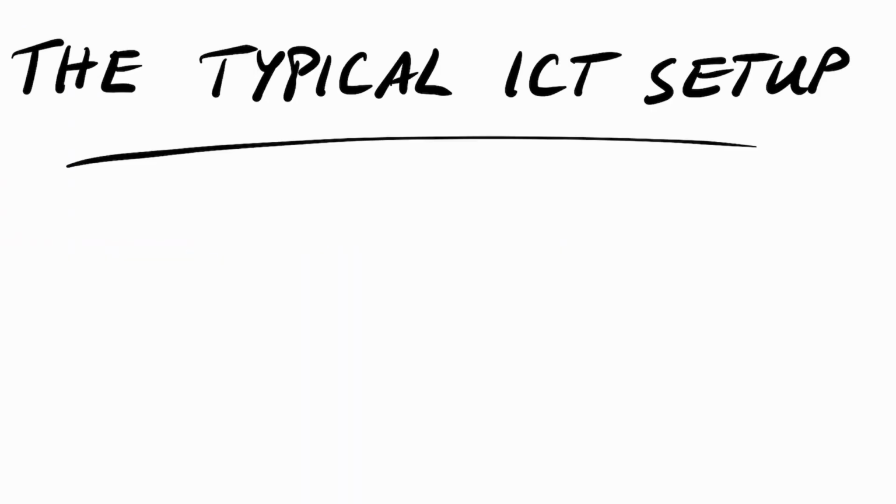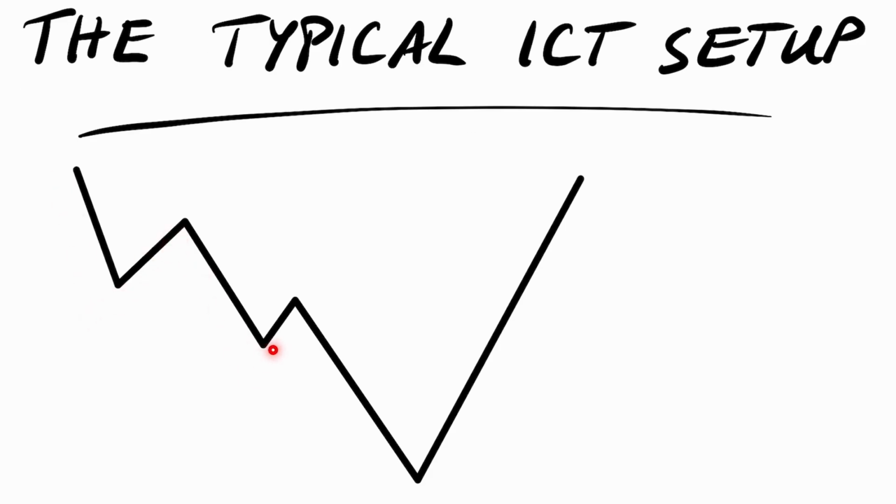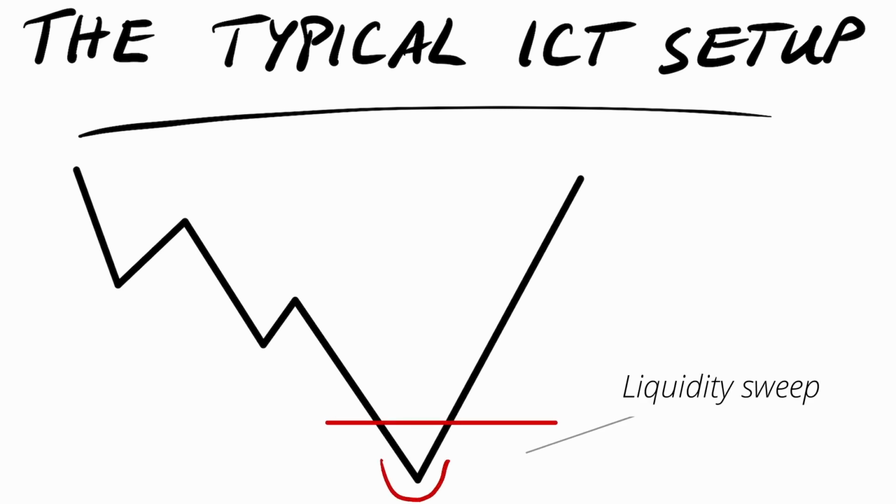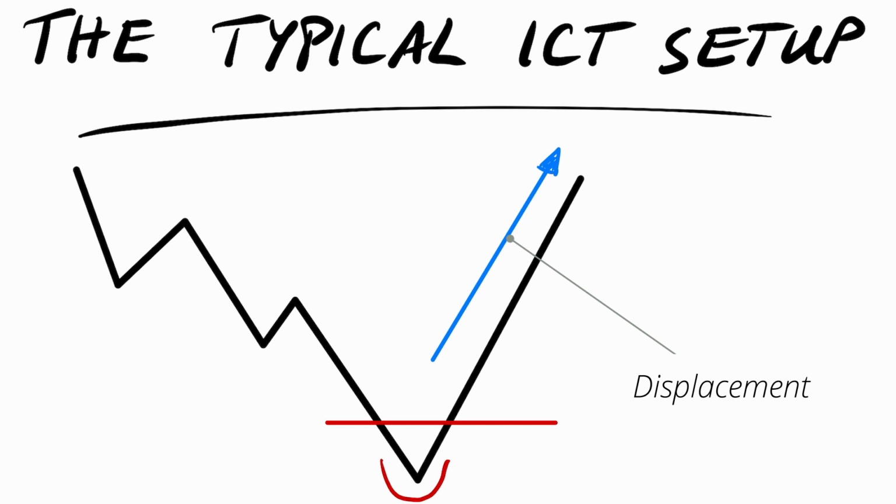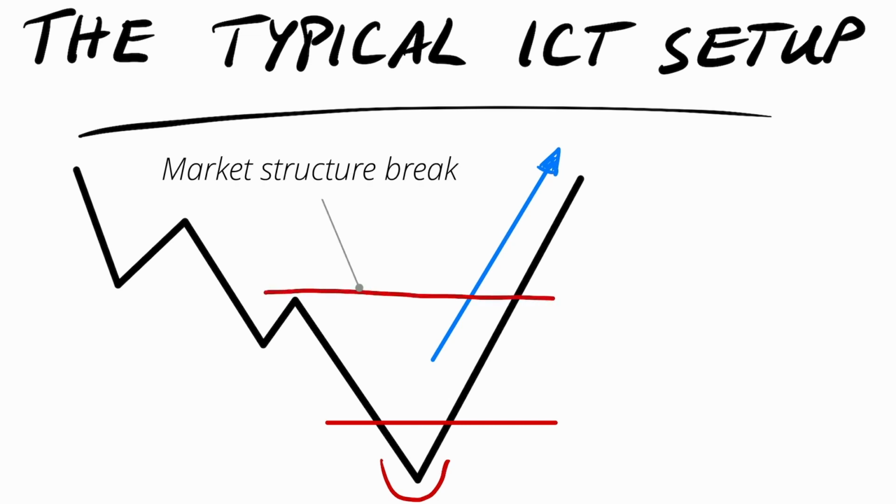What does the typical ICT setup look like? Imagine we are in a downtrend. The first thing you want to look for is a high time frame level. This high time frame level should now be swept for liquidity. Once this has happened, look for displacement, meaning a market structure break. The more violently the displacement, the better for you.